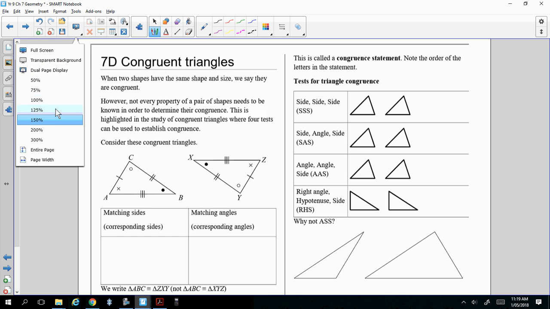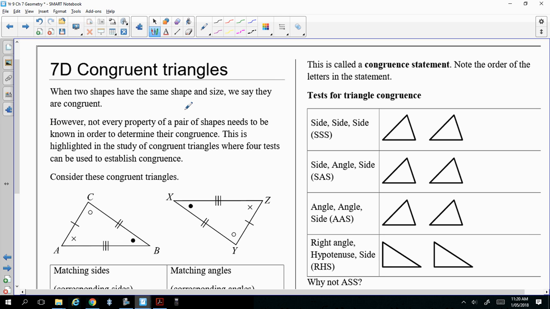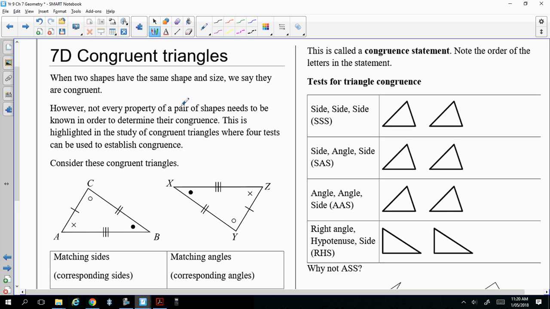Congruent triangles are learned in year 7. I think you learned a bit about it in year 7, so we'll revise it this year. So what are congruent triangles? When two shapes are the same size and same shape, we say they are congruent. That's the mathematical word to say two things are exactly the same.